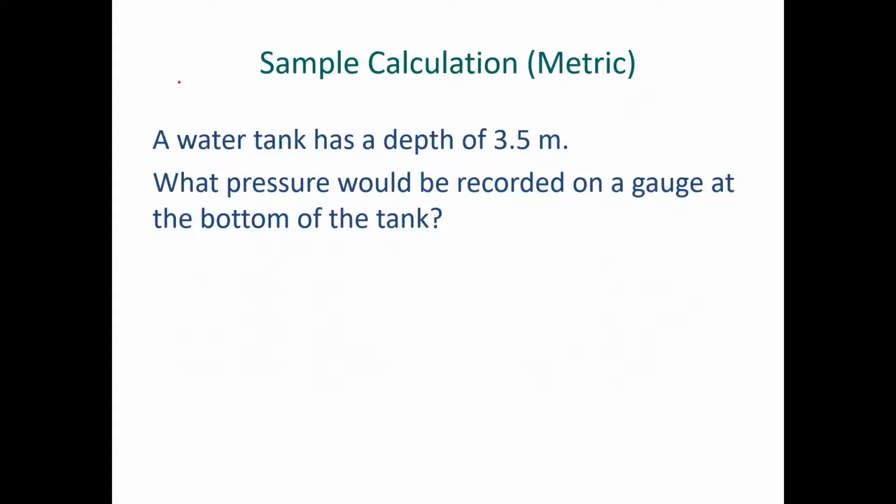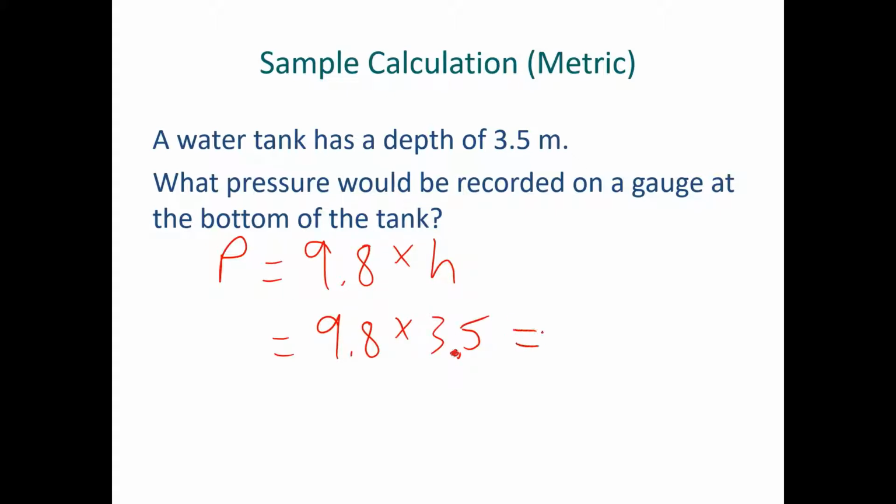So here's just a simple one, right? It says we have a water tank, and the depth is 3.5 meters. So basically pressure equals 9.8 times height. So that's 9.8 times 3.5. Put that in your calculator. 9.8 times 3.5, and we get 34.3. And do not forget your units, which is kilopascals.